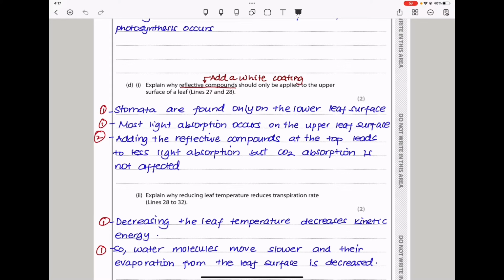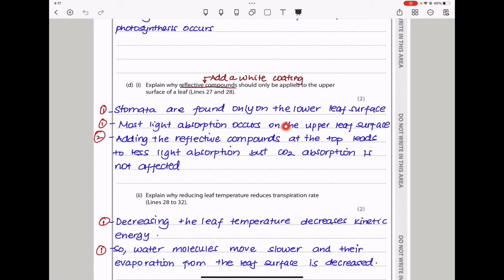The upper surface of the leaf is the one more exposed to heat. The lower surface of the leaf is the one with more stomata. Since this reflective compound adds a white coating, it's not a good idea to apply it to the lower surface of the leaf because that will block the stomata. So I said stomata are found only on the lower leaf surface.